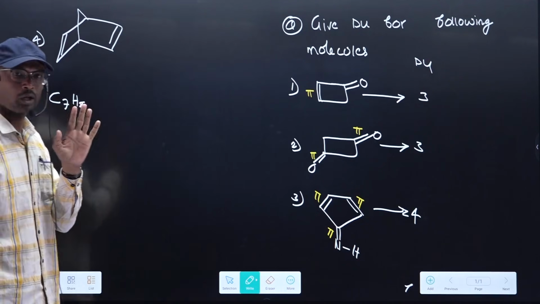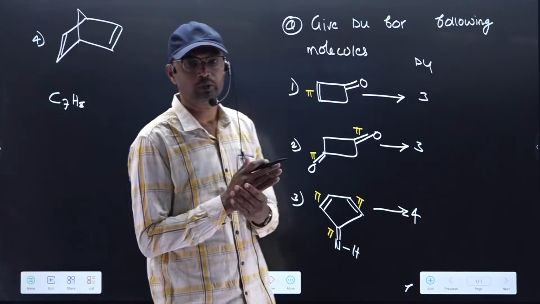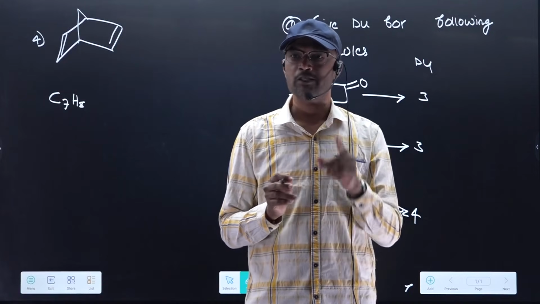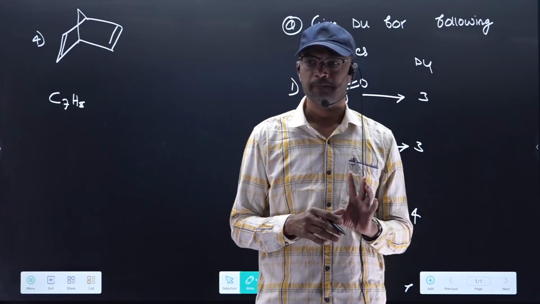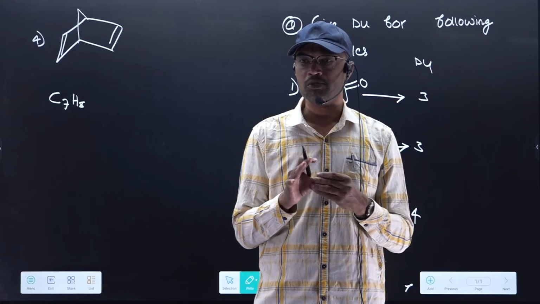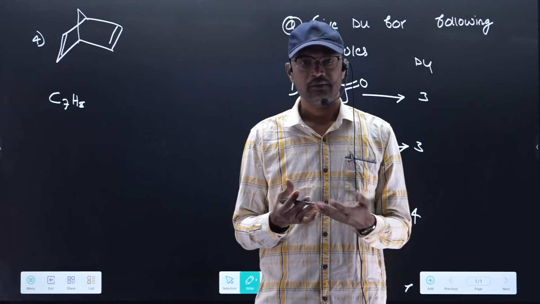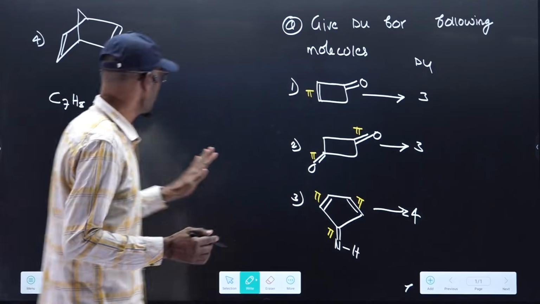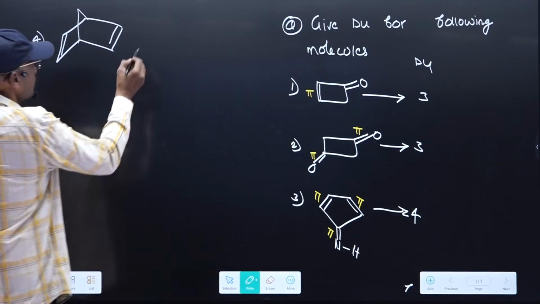Every time they won't give the molecular formula. Sometimes they will give the direct molecule, and they will ask DU. Especially bicyclic compounds. When bicyclic compounds are given, we don't know how many rings are there. Okay? Not easy to identify, because I am mentioning it is a bicycle.